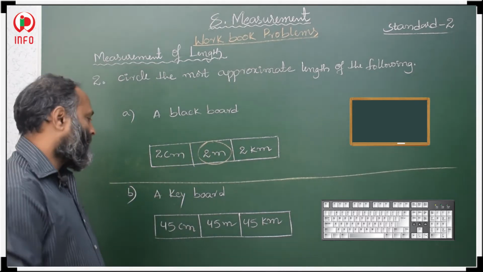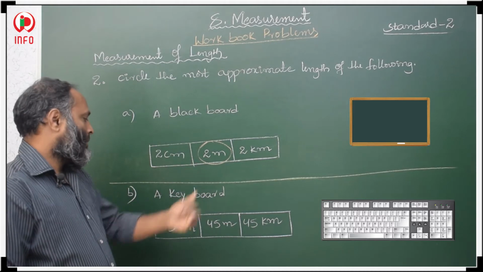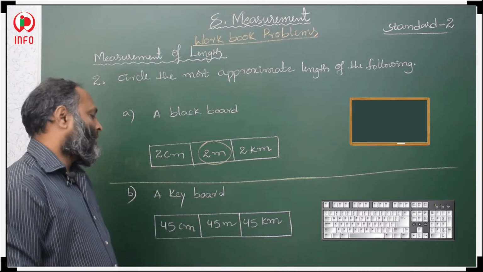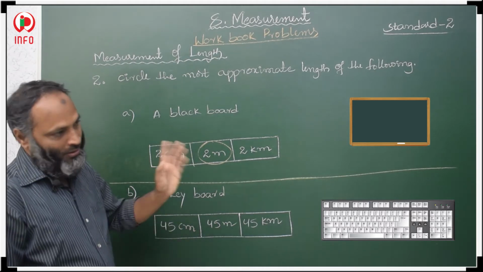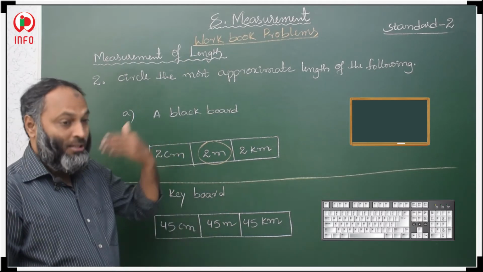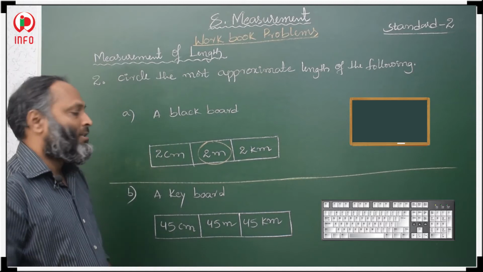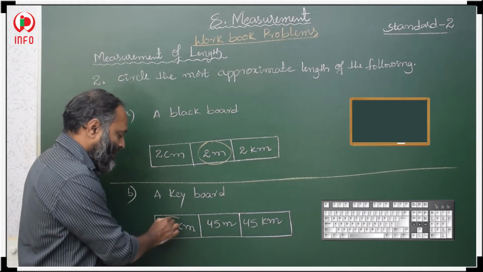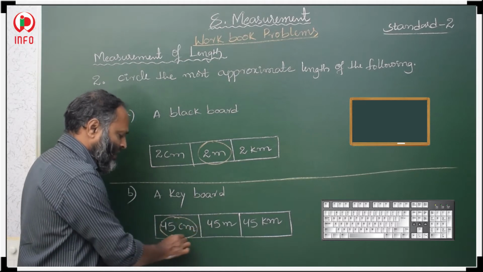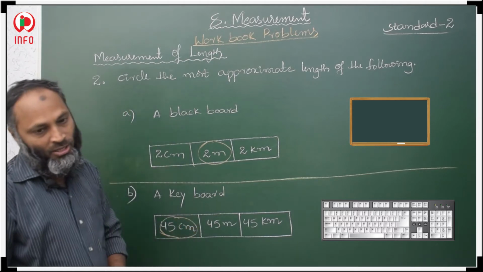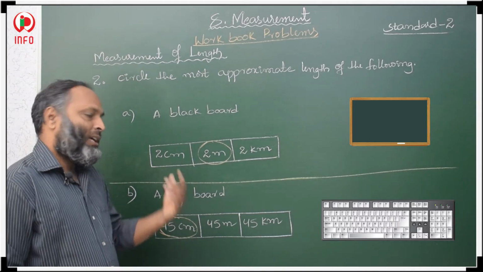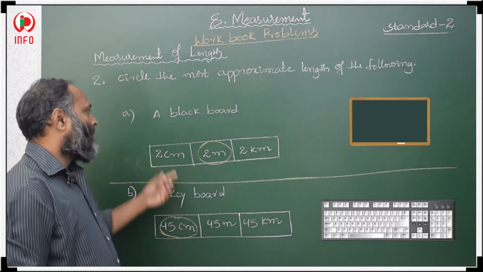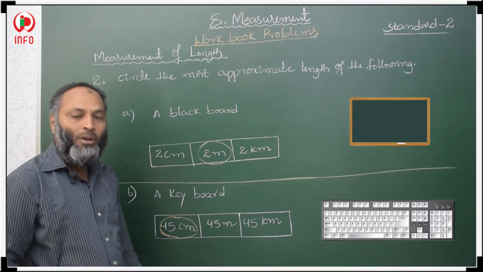Okay. Now a keyboard, the length of a keyboard. See in the picture, a keyboard length of 45 meters is so long. 45 kilometers is again a very long distance. So the keyboard length is approximately 45 centimeters. This is the approximate answer, 45 centimeters. We can measure a keyboard in centimeters. So keyboard length is in centimeters and blackboard length is in meters.